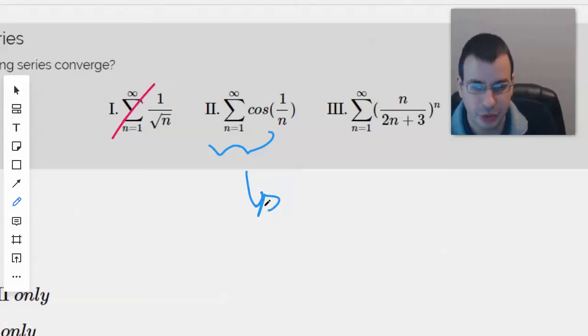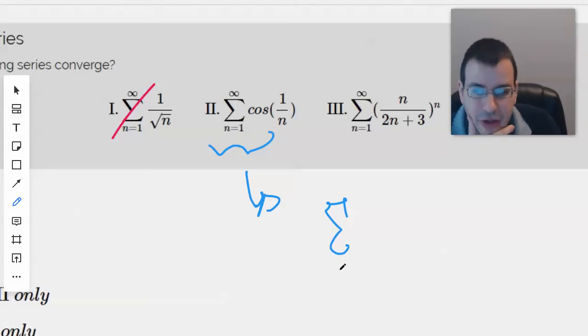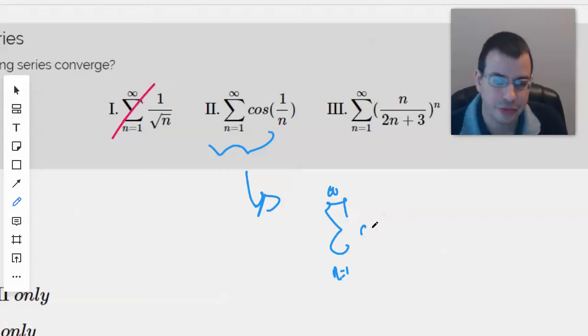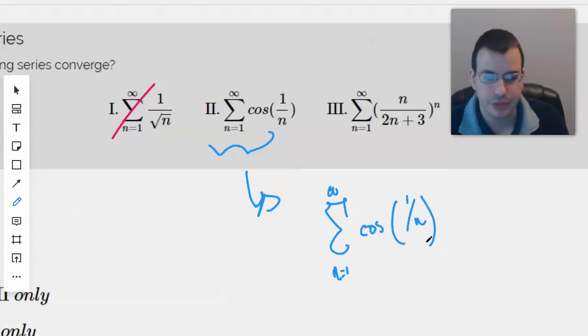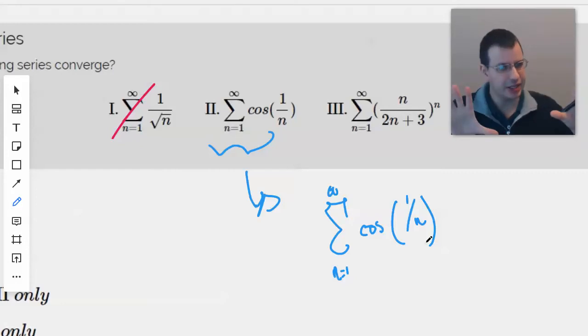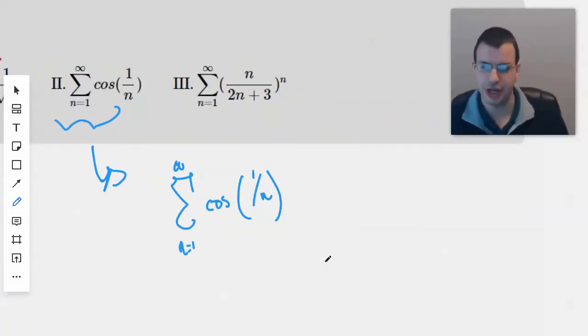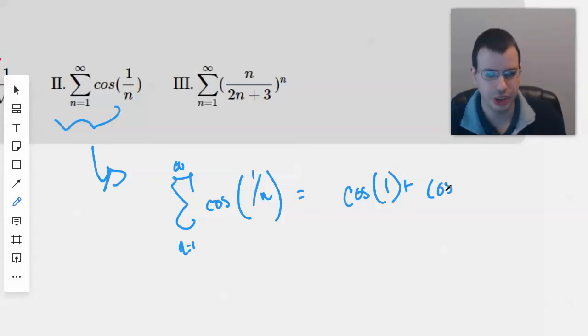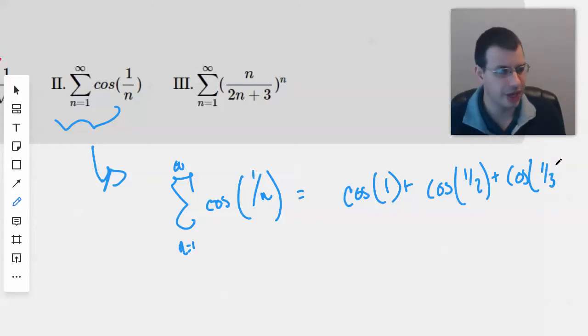So now we have our second one: the sum from n equals 1 to infinity of cosine of 1 over n. The best way to think of this one, if you had sine, that would be more difficult to deal with. But with cosine, we can just think of this logically. So this will equal cosine of 1 plus cosine of 1 half plus cosine of 1 third, and it goes on until cosine of 1 over infinity, which is cosine of 0.